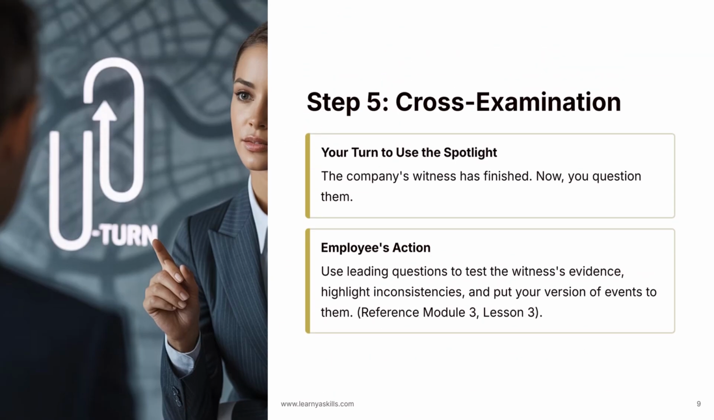Now, at Step 5, it's your turn to act. The company's witness has told their story, and now you get to use the spotlight of truth. This is where you put your cross-examination skills from Module 3 into practice. You will use short, leading questions to test the truthfulness of their testimony, to highlight any inconsistencies, and to put your version of events to them. This is your opportunity to dismantle their case, witness by witness.